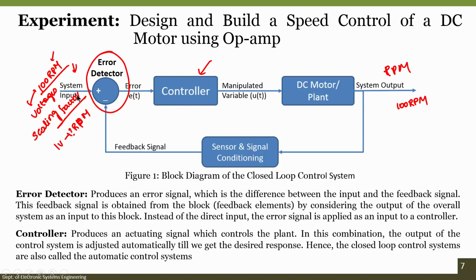So, based upon that particular voltage, the system will understand that the user intends to drive the motor at that particular RPM. Similarly, consider the output from the error detector, which is nothing but the difference between the system input and the feedback signal, in this case the output from the sensor. The difference between these two is your error signal.